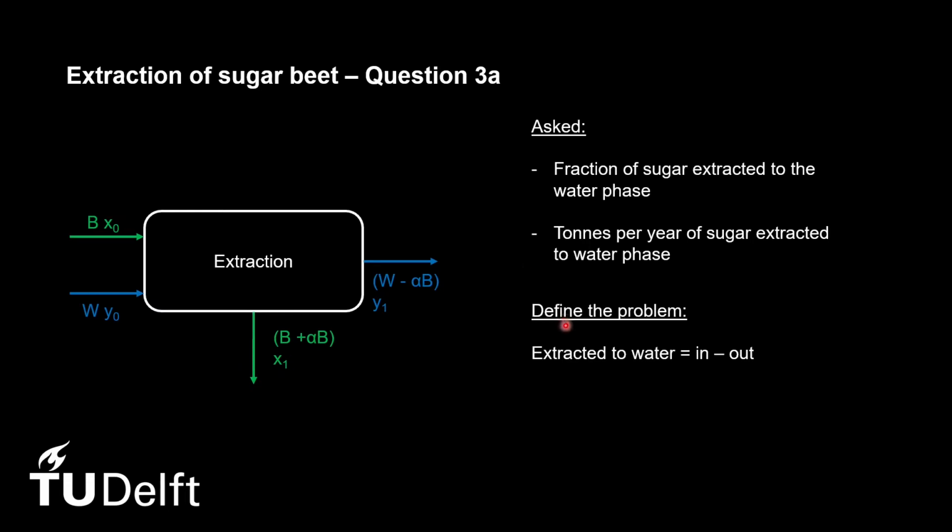So how can we define this problem? In the end, the amount of sugar that is extracted to the water is equal to the amount of sugar that enters the system with the beets minus the amount of sugar that is still left in the leftover beets. To describe this mathematically, this should be equal to b x0 minus b x1. As b and x0 are already known values, it boils down to determining x1.